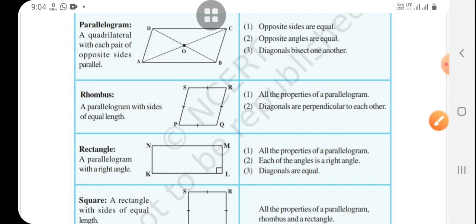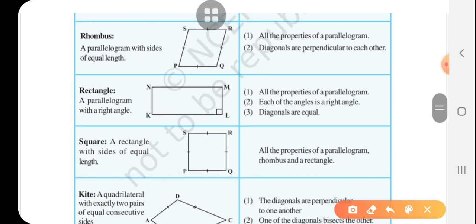Now about the rectangle. Look here. A parallelogram with a right angle. It means a rectangle is also a parallelogram, and the condition is that its angles will be right angles. Look here. If L is 90 degrees, then this angle will be 90 degrees. So this angle will be 90 degrees, this angle is also 90 degrees, and this angle will also be 90 degrees. It means all the angles will be 90 degrees.